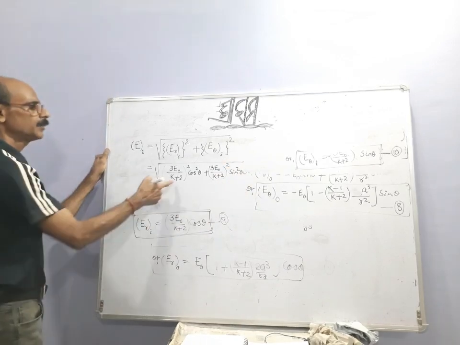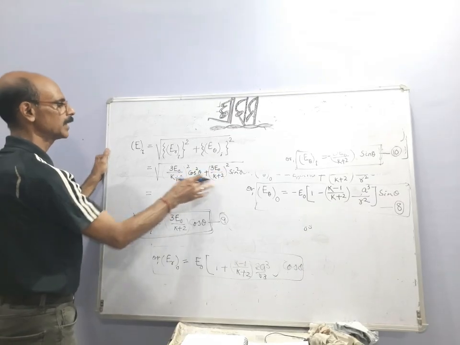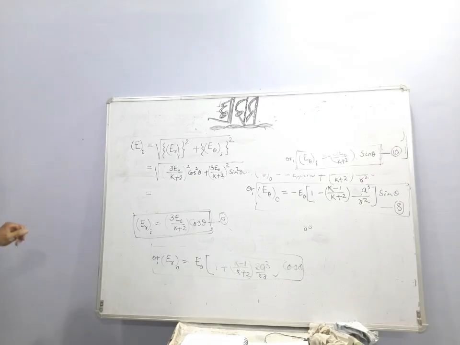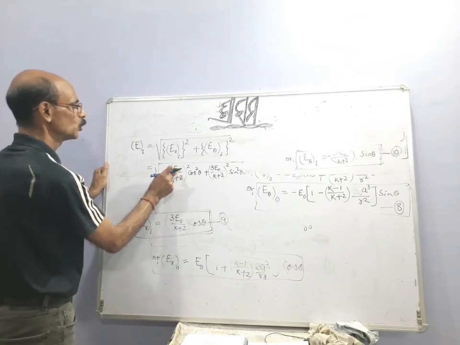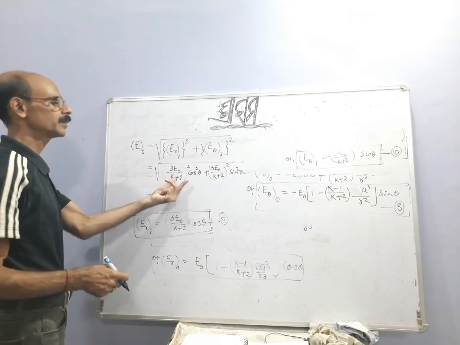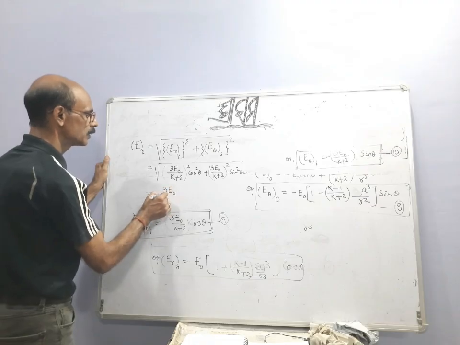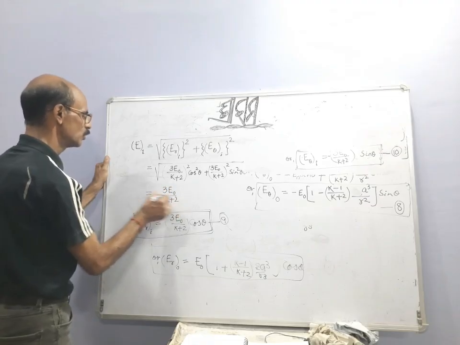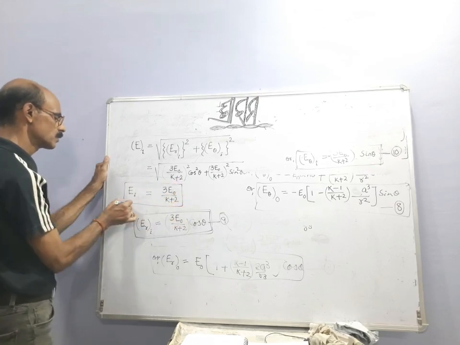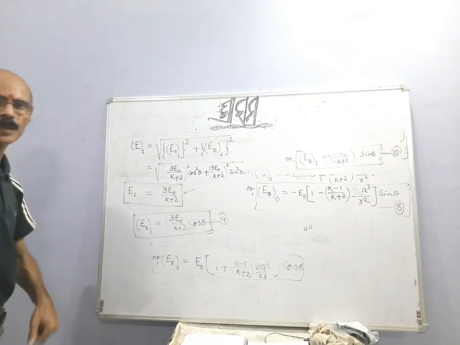Correct? If we take common 3 by k plus 2 whole square, within the bracket there will be cos square theta plus sin square theta, but cos square theta plus sin square theta is 1. So under the root what remains is 3 by k plus 2 whole square, and as a result it will be 3 by k plus 2. So the resultant electric field inside the sphere is EI is equal to 3 by k plus 2. Right?